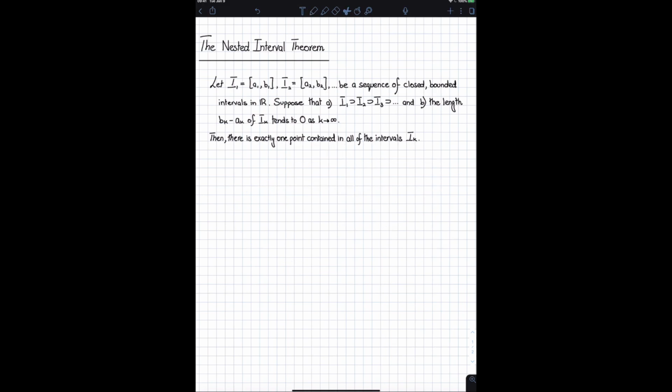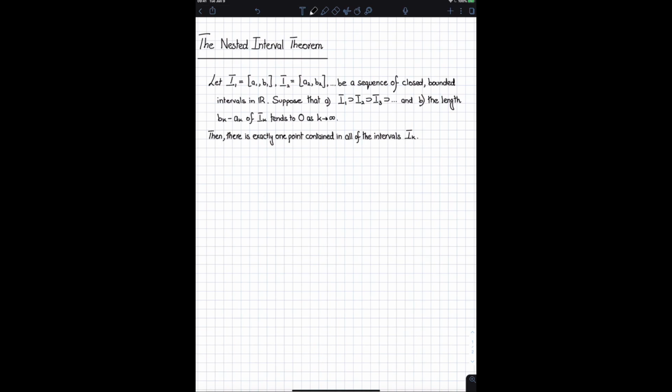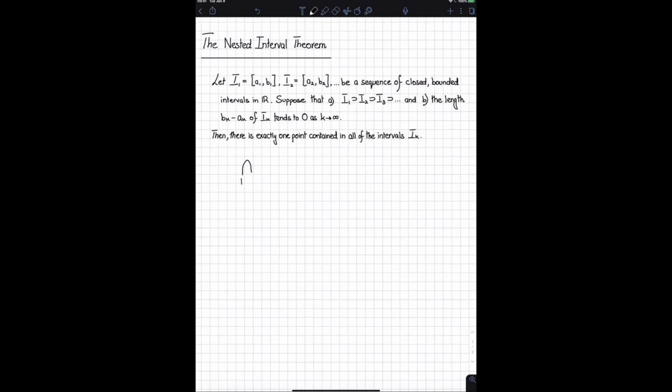Okay. So given these two assumptions, that each one of these intervals is contained in some other interval, and that the length of the intervals is tending to 0 as k approaches infinity, the theorem says that there is exactly one point that is contained in all of the intervals Ik. In other words, the final condition can be described like this: the intersection from k equals 1 to infinity of Ik is one point, and let's say that point is L. So that's just the set containing the point L, and that is what we need to prove.